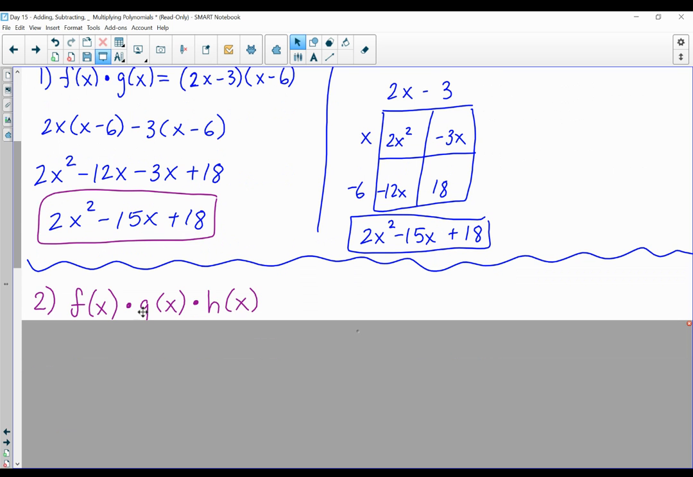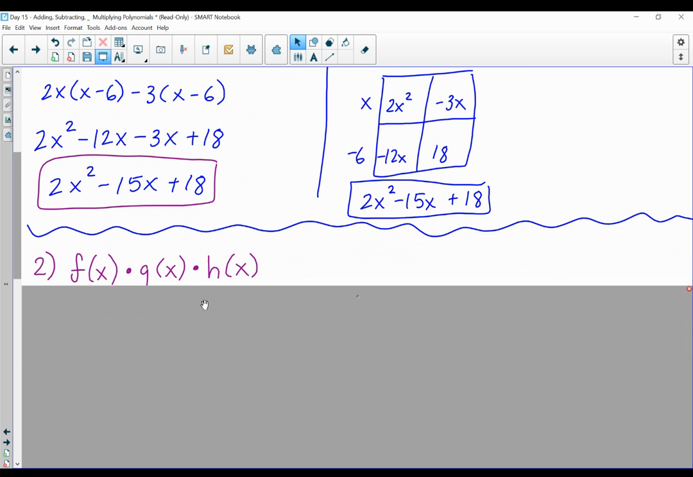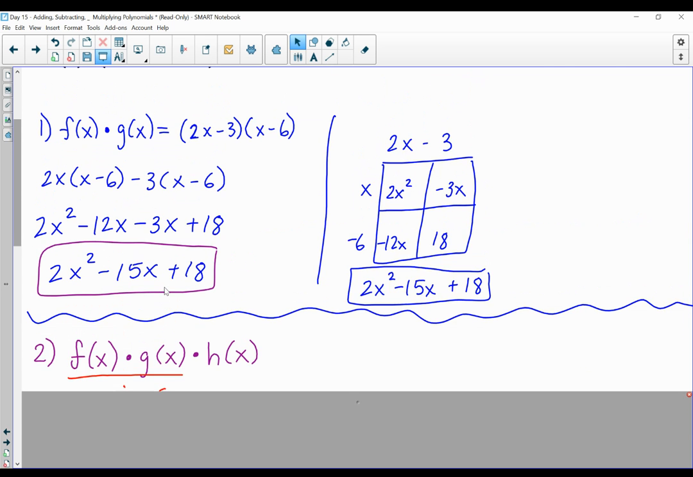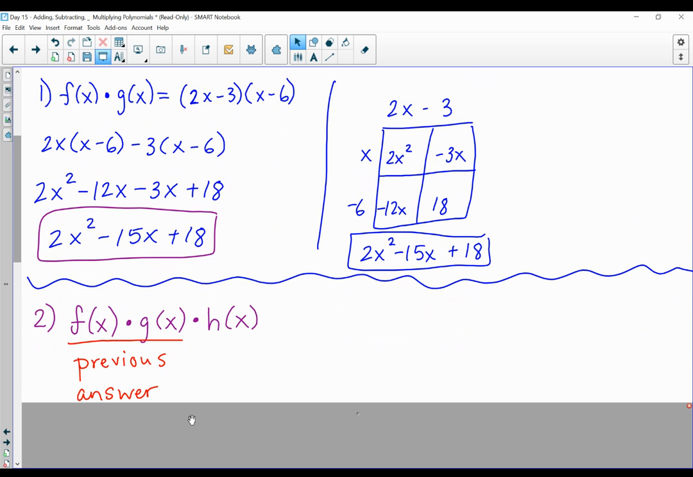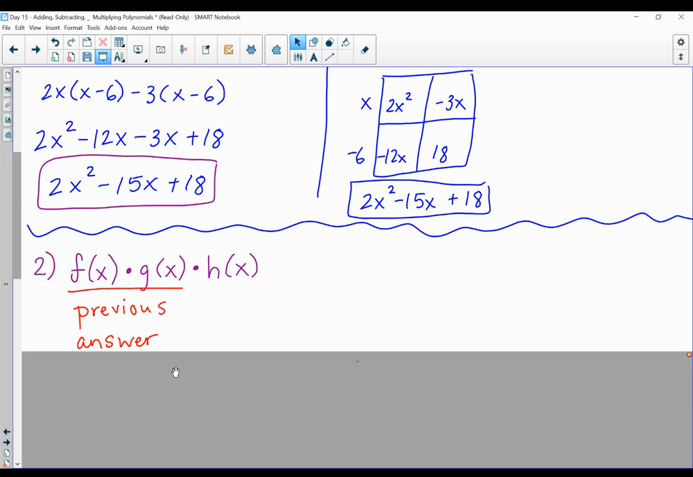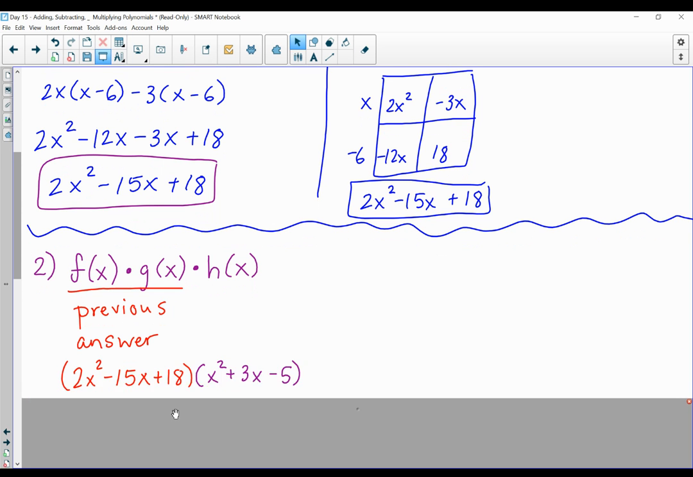F of x times g of x times h of x. But then I realized, wait a minute. F of x times g of x. Isn't that what I just found? That's the previous answer. So as long as you did your previous one correct, you don't need to re-multiply that. You already did that. I already know that answer, and that answer is 2x squared minus 15x plus 18. Yeah, already got it.